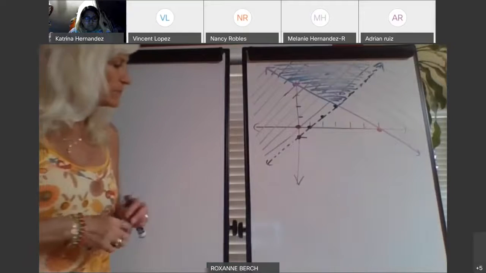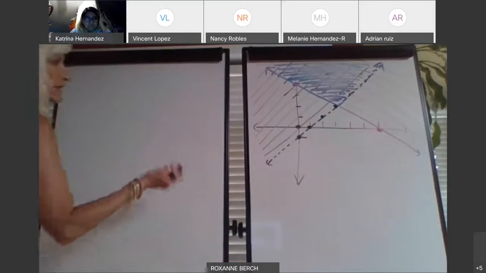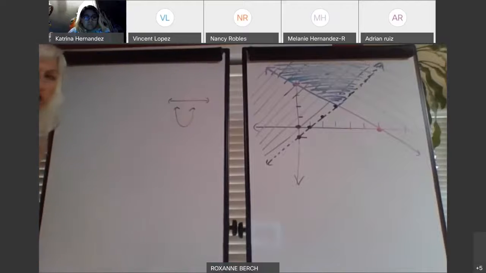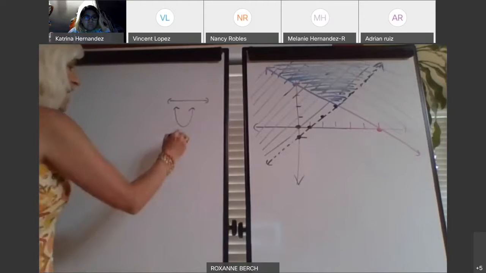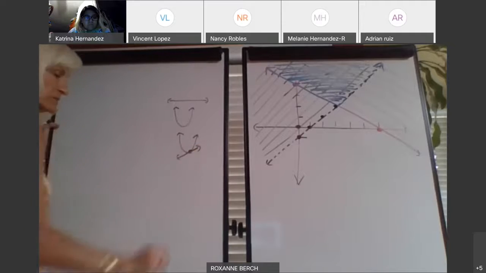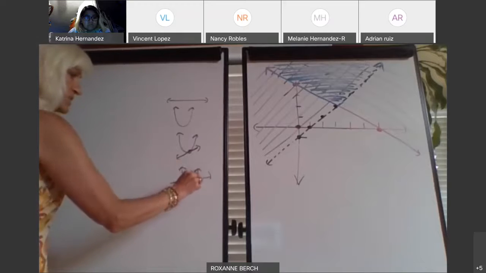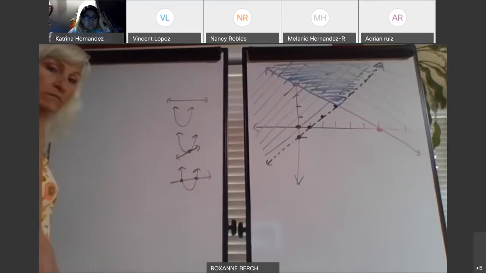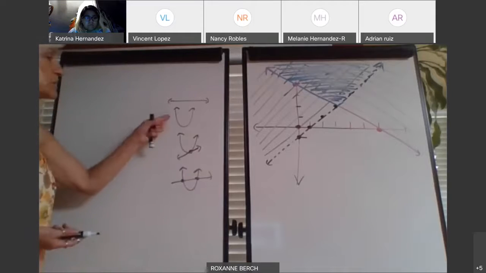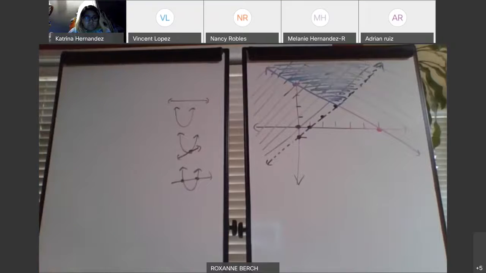Okay, so let's talk about this for a second. What are all the things that could happen to a line and a quadratic? Well, a line could completely miss it. That means no solutions. A line could be tangent to it, which means one solution. Or a line could cross through it for two solutions. So there can't be 3 solutions. So these are your possibilities. No solutions, one solution, or two solutions with a quadratic and a line.